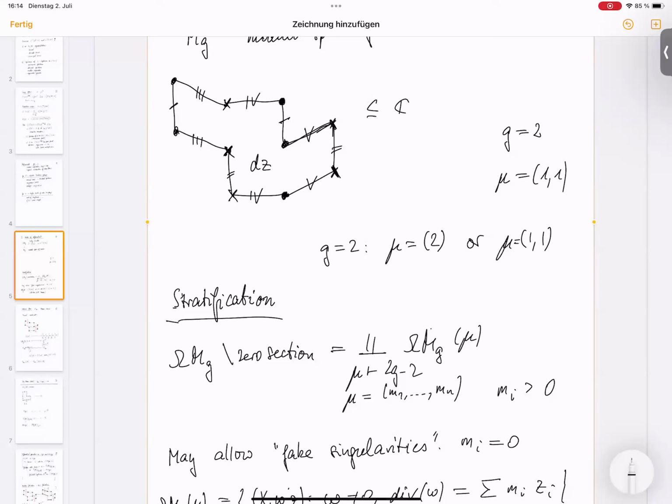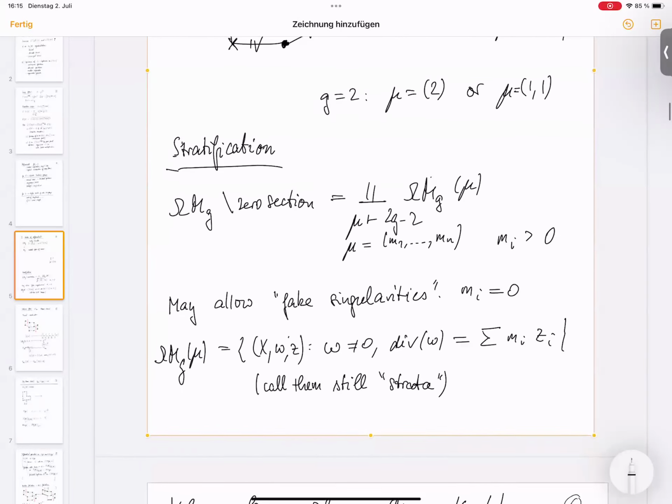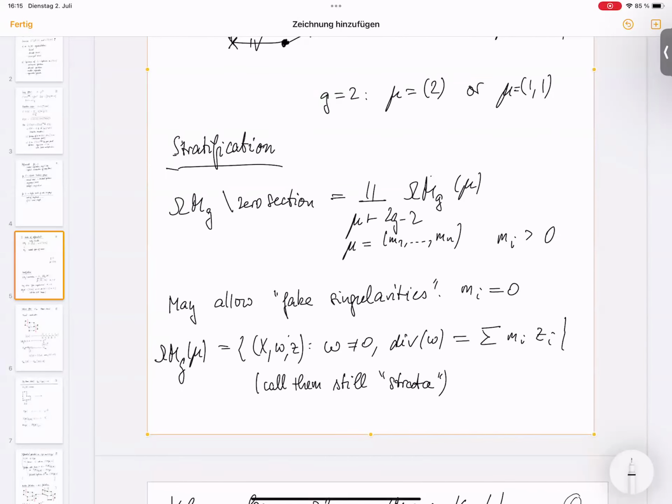And in general, there are all those partitions of 2g minus 2 into a tuple mu, called m_1 through m_n. And these are the strata of differentials. They are nice spaces, nice manifolds. We'll compute the dimension along with the next thing in a second.